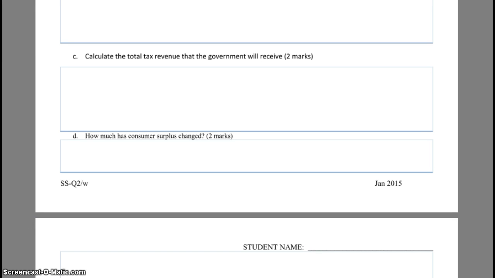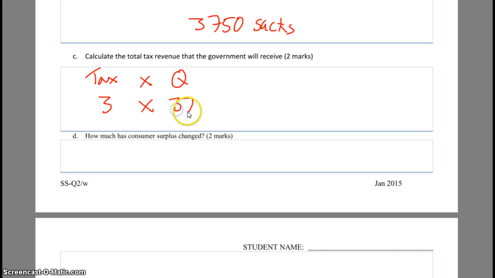Okay, welcome back to part 2. So where we finished off was we talked about 3,750 sacks for the last equilibrium quantity. Okay, now we need to work out the total tax revenue. So this is simply the tax per unit times the quantity that we sell. So it was €3 per unit, and we sold 3,750 sacks, which gives us €11,250. So quite simple there.